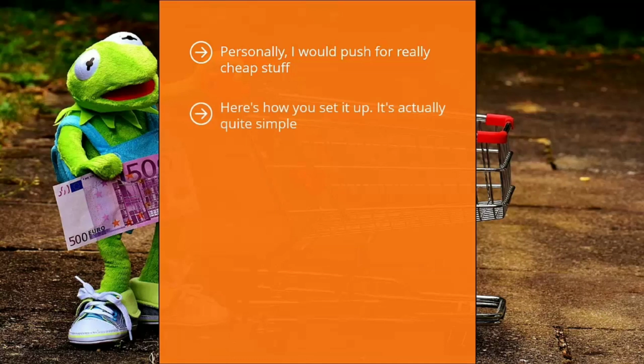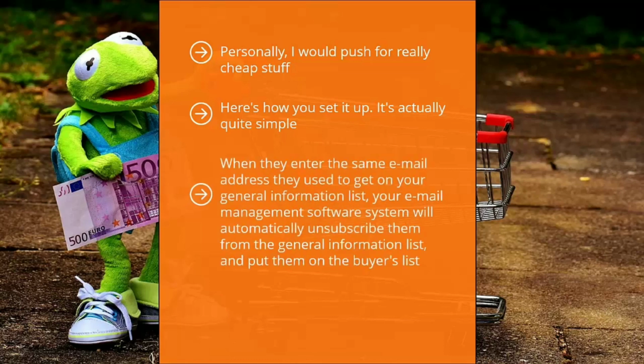It's actually quite simple. When you send out your updates to your general information list, these updates will contain a link to your sales pitch. When people click that link, they see a purchase button. When they purchase, they are actually taken first to an email sign-up page. When they enter the same email address they used to get on your general information list, your email management software system will automatically unsubscribe them from the general information list and put them on the buyers list.